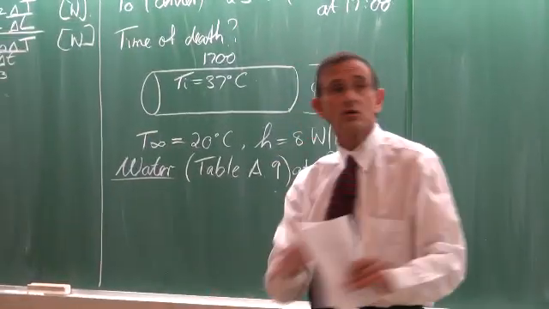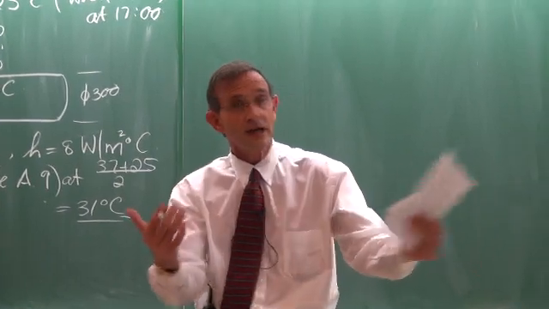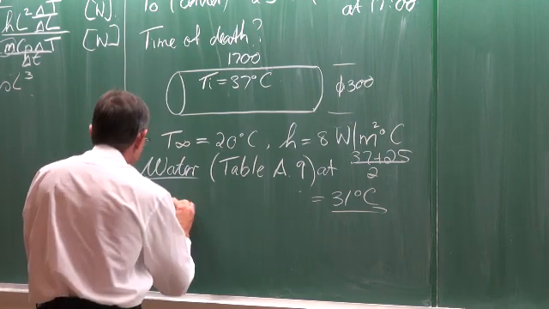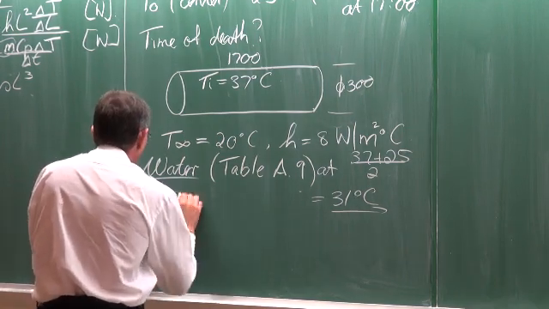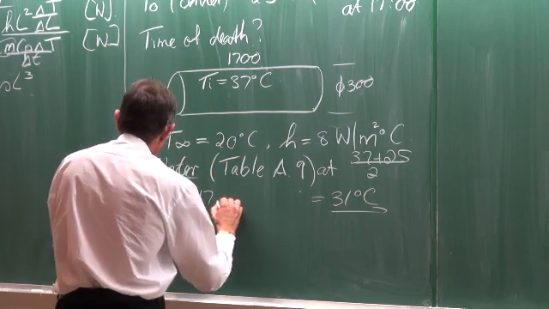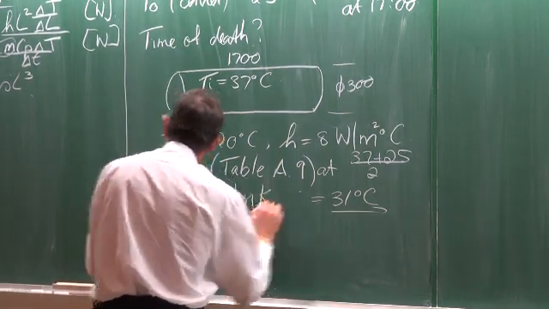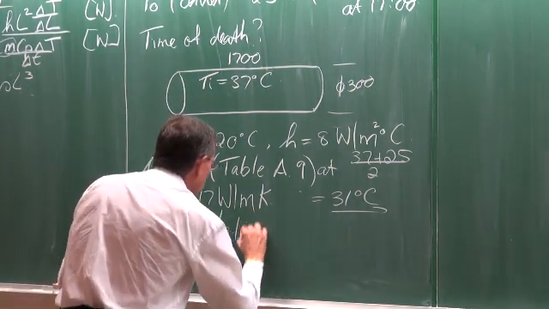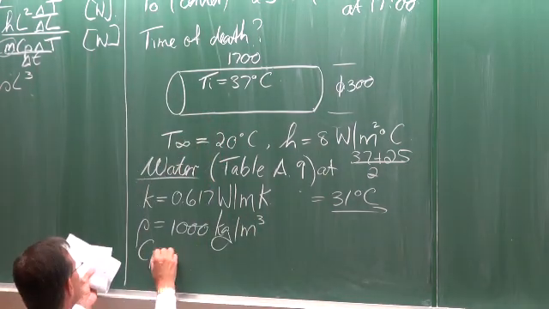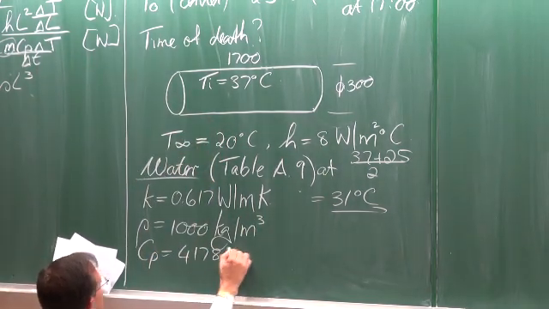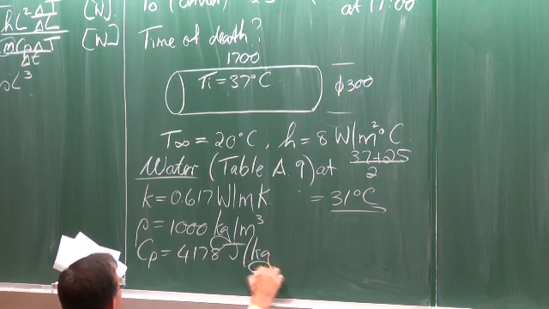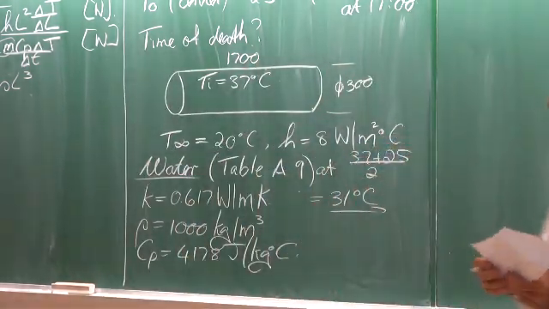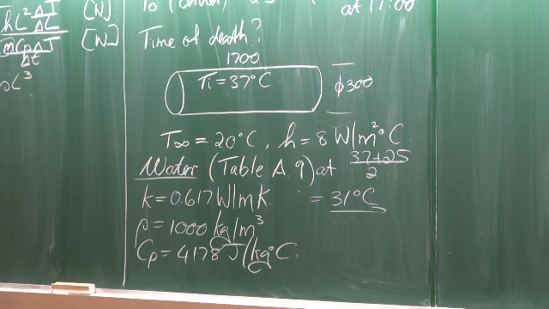And if you do that, or I'm going to show you later another way that you can do it, which is better, you can then get the values at the temperature of 31 degrees Celsius of K, which is equal to 0.617 watts per meter Kelvin, and the density, I've used 1,000 kilograms per cubic meter, and the Cp value of 4178 joules per kilogram degrees Celsius. Okay, so there are the properties for water or the body.